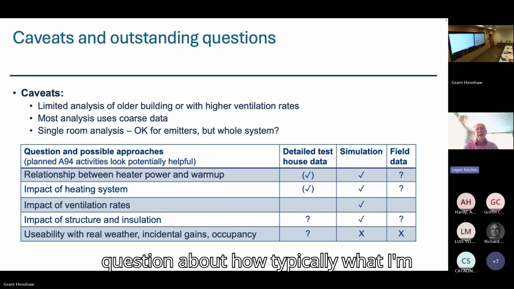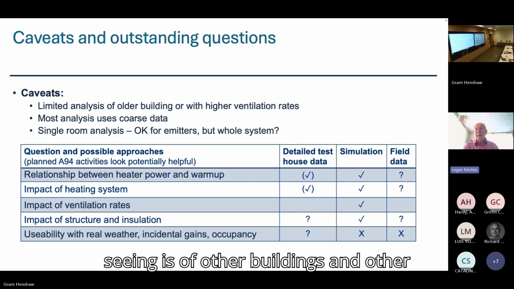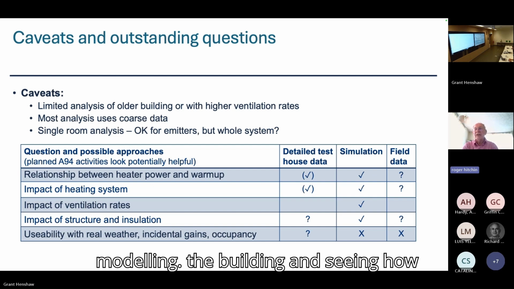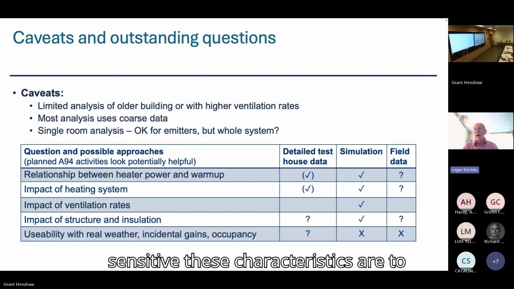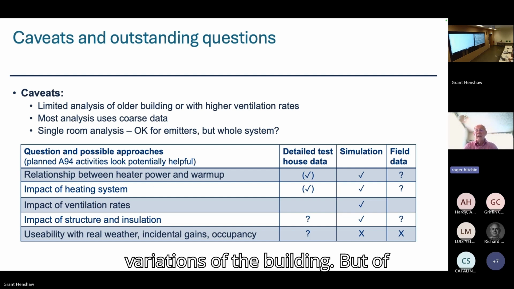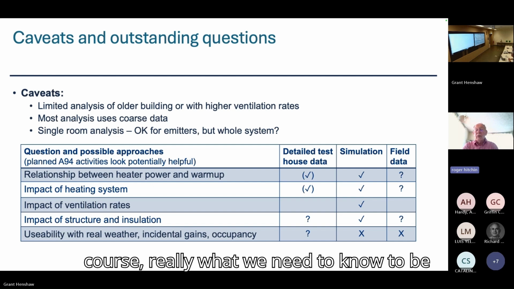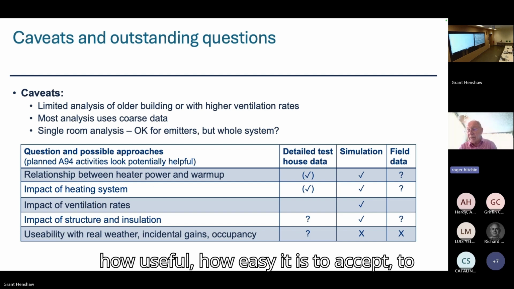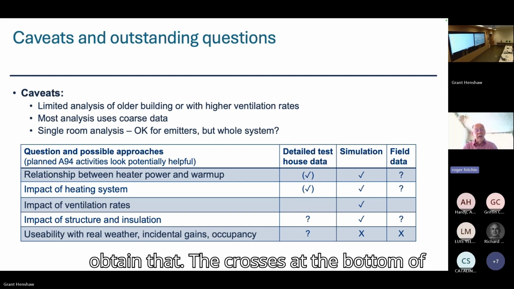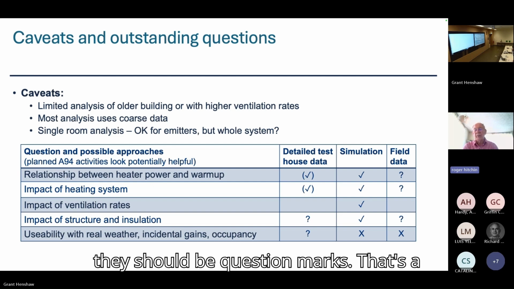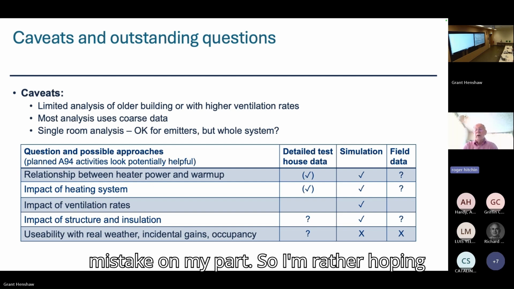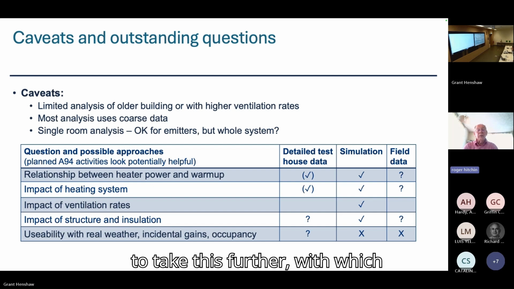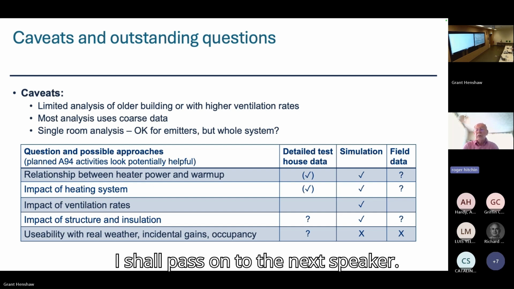There's a question about how typical what I'm seeing is of other buildings and other situations. And I think simulation has quite a big role to play here, modeling a building and seeing how sensitive these characteristics are to variations of the building. But of course, really what we need to know to be sure is field data. And I'm less sure how easy it is to obtain that. The crosses at the bottom of this table shouldn't be crosses, they should be question marks. That's a mistake on my part. So I'm rather hoping that some of the information that you're going to be gathering might be usable to take this further, with which I shall pass on to the next speaker.